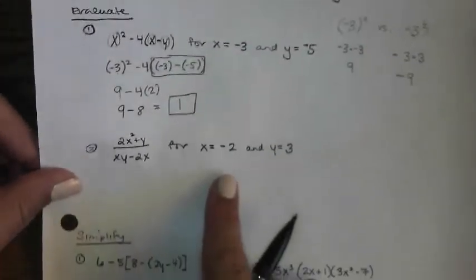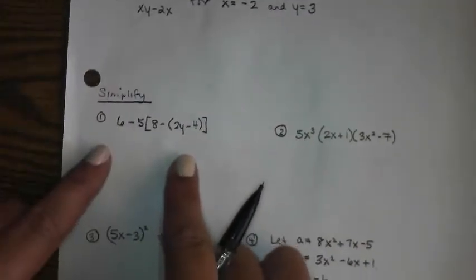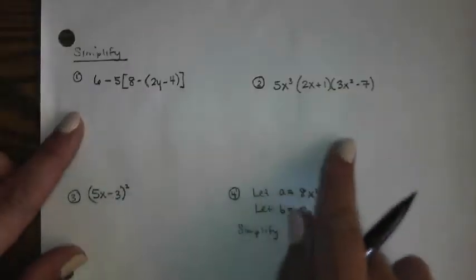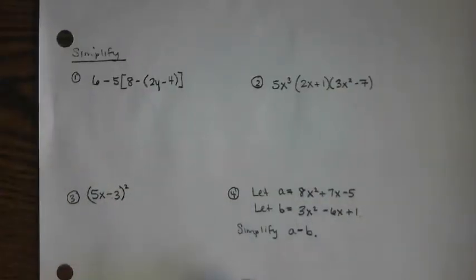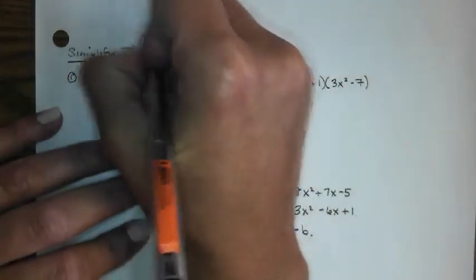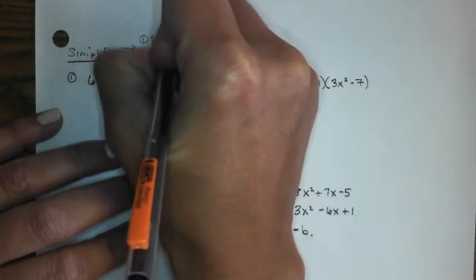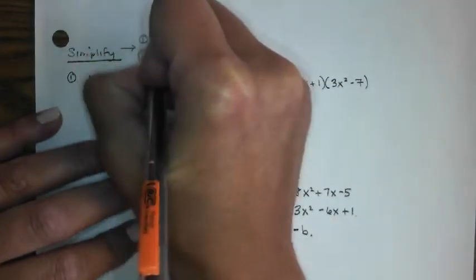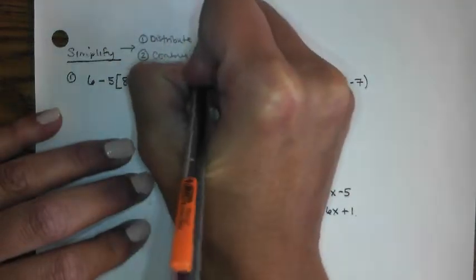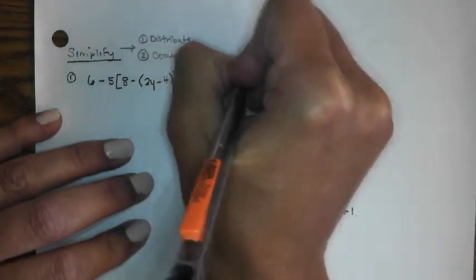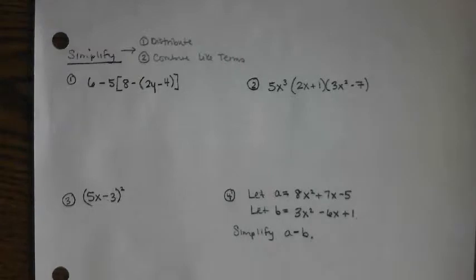We'll come back to number 2. I want to jump down to simplifying. So notice in the simplifying section, there is no value given to plug in. Okay, so we're not going to evaluate, we're just going to simplify. Now, simplify typically means 2 things. Step 1, distribute. And step 2, combine like terms. A process you should be very familiar with.